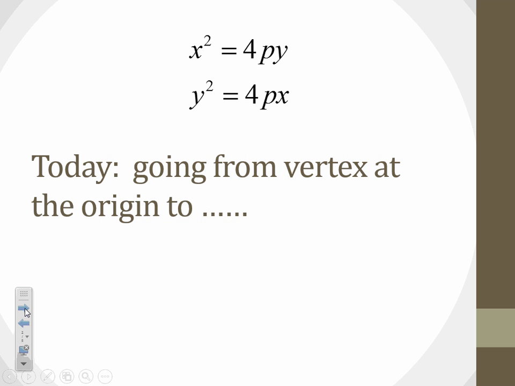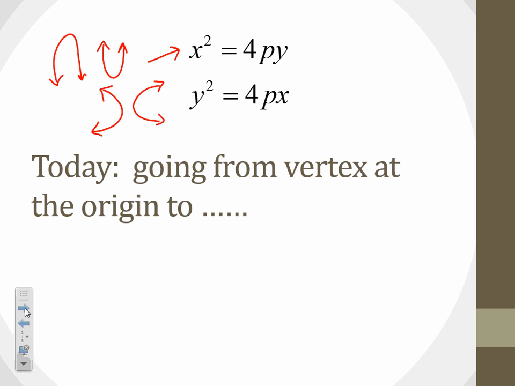Well, remember we've been talking about x squared equals 4py, y squared equals 4px as our standard form for focus and directrix. Remember that when the x is squared, this indicates that we have a parabola that goes up or down. And when the y is squared, we have a parabola that goes right or left. And that p-value tells us how far away that focus is.